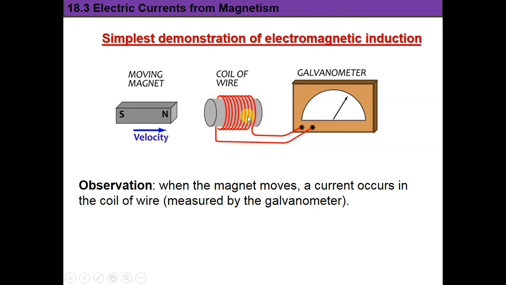Induced current means it's induced by something, it's produced by something, and it's produced here by the motion of the magnet inside it. We will talk about much more details, but now I'm just explaining the demonstration briefly. So observation: when the magnet moves, a current occurs in the coil of wire. How do we know that there is a current? Because this current is measured by the galvanometer. We are using this device to show us the current.